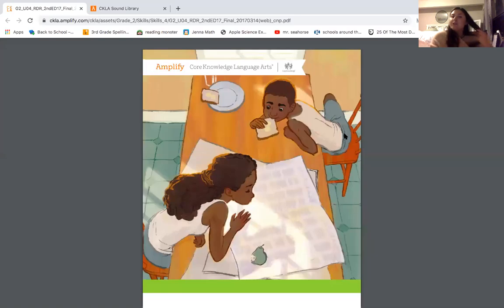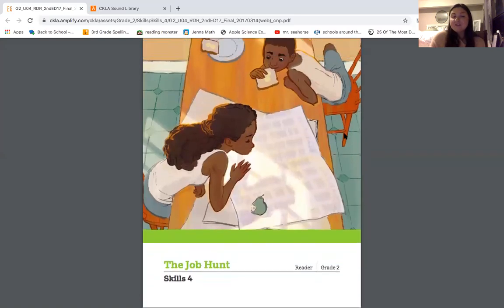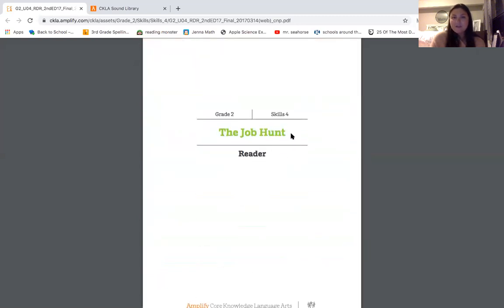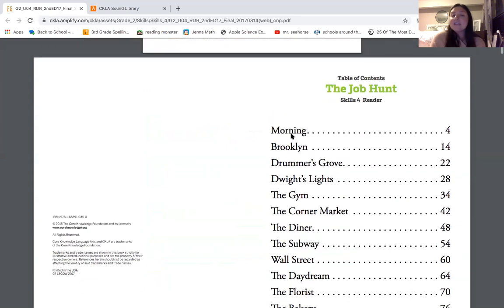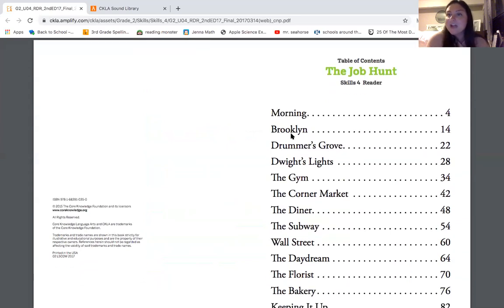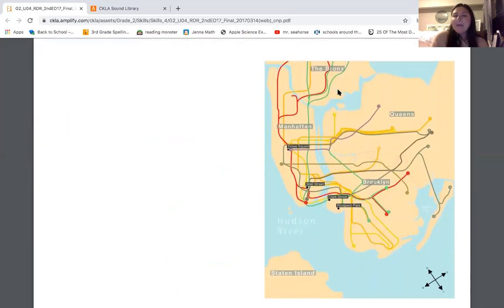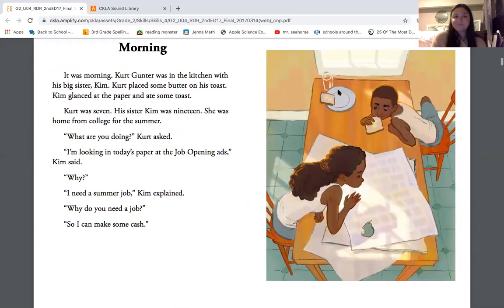All right, so here we have the cover of our book, called The Job Hunt. Here's our table of contents. You'll find a table of contents at the beginning of most books, and it tells you what page each chapter is on. Today we're going to be reading Morning. If I follow this line all the way over, I know that Morning starts on page 4. And here we have that map of the subway trains that we looked at just a little bit before.